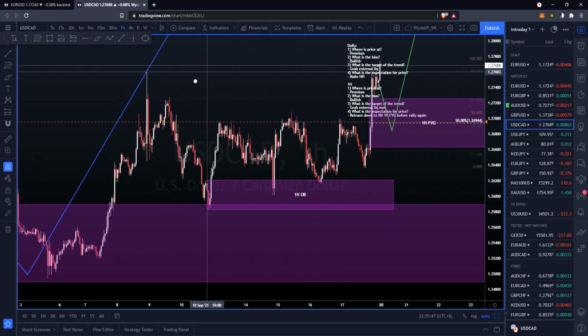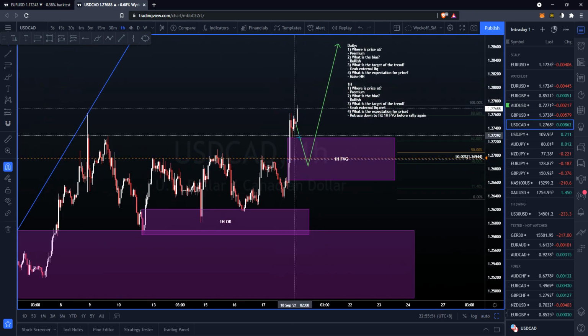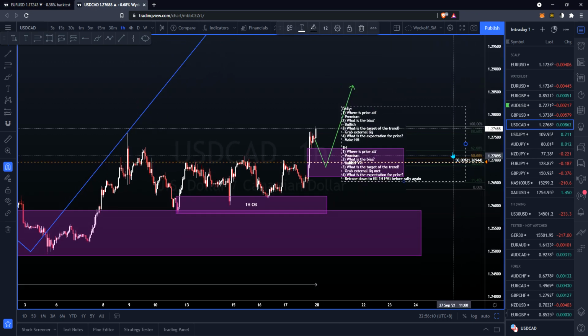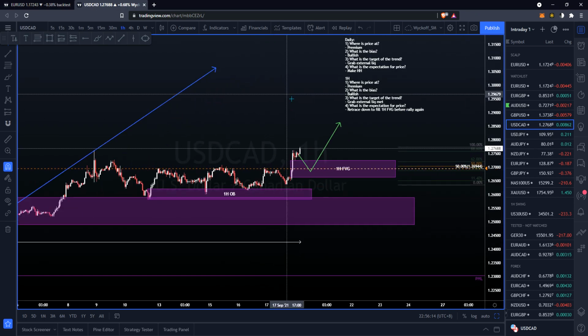So on a low time frame, I will be waiting for a retracement back to the discount level. Of course, we have this very big gap over here, so I would like to see price actually coming down to fill the fair value gap before we rally again to take out the daily equal highs above.